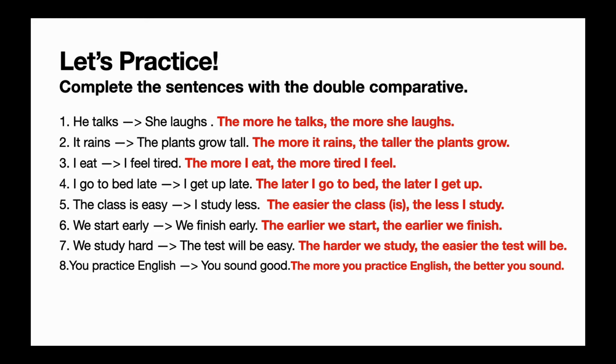Here are the answers you should have come up with. Number 1, the more he talks, the more she laughs. Number 2, the more it rains, the taller the plants grow. So for number 2, rains is a verb and tall is an adjective. Number 3, the more I eat, the more tired I feel. Again, we have eat, the verb in the beginning, and tired, the adjective at the end.